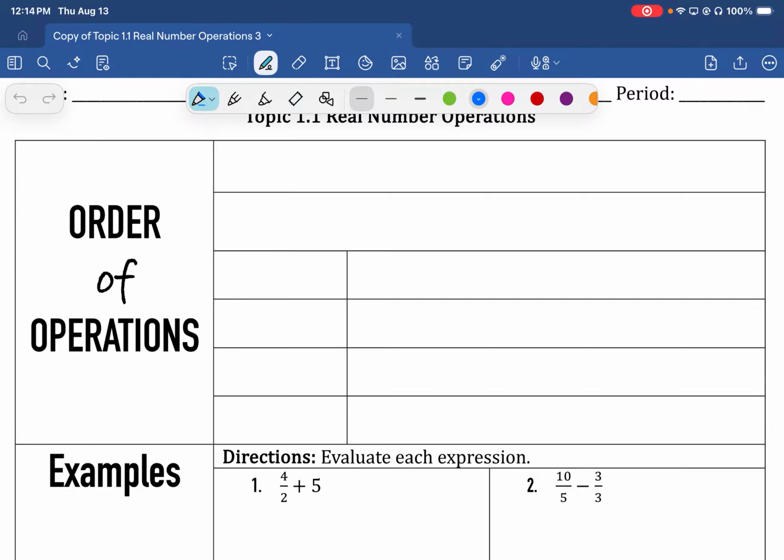All right. So we are going to look at the order of operations page, which is the last page of the handout I gave you yesterday. So we're going to just start by talking about what is the order of operations. The order of operations is the order in which we simplify.